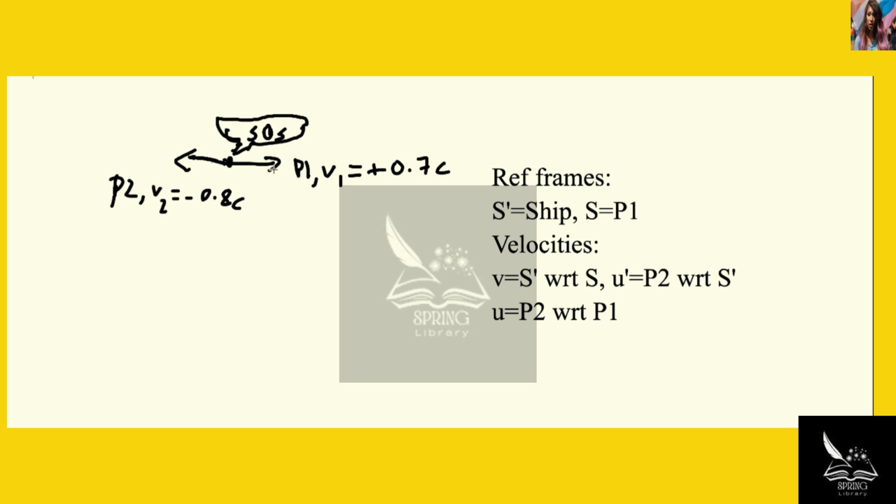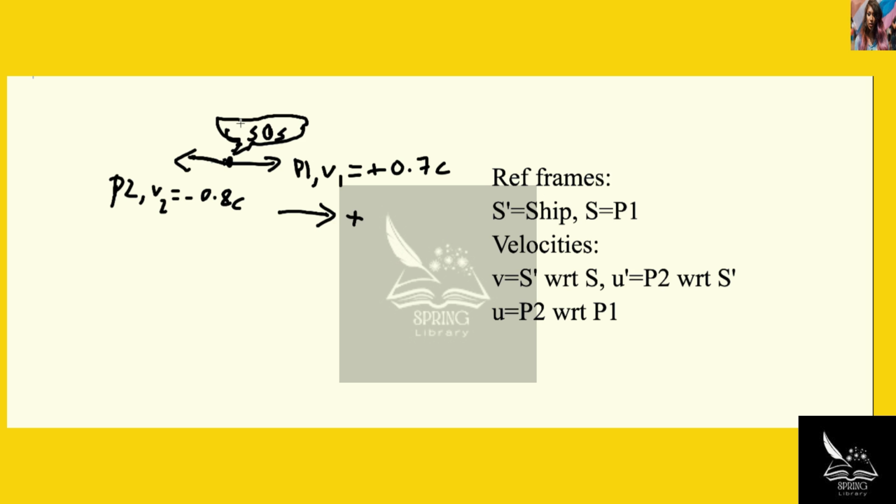All right, so we have a spaceship in distress, and it launches two pods in opposite directions, but with slightly different velocities. P1 has a velocity of plus 0.7 c, so we implicitly assume that this direction is positive, and P2 has negative 0.8 c. It's moving with 0.8 c in the direction opposite to P1. Okay, that's our convention.